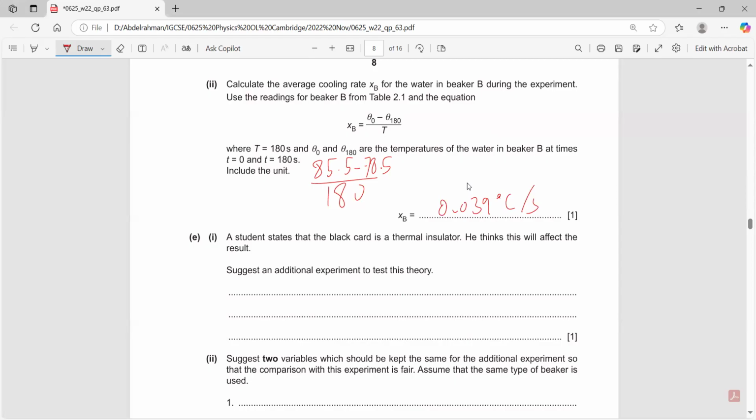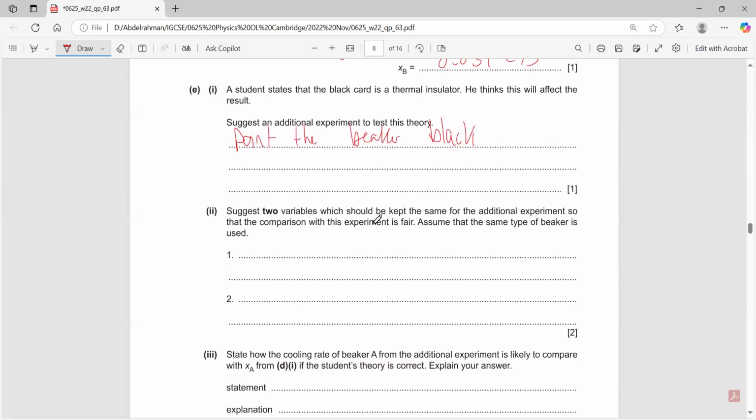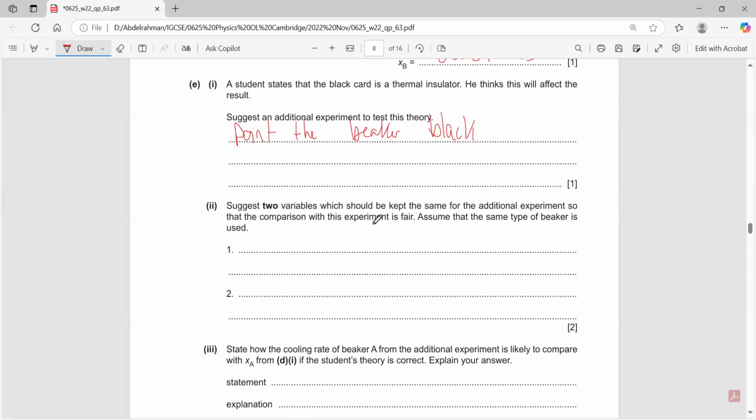To test this theory, how can I do an additional experiment? All you need to do is just paint it black, right? Instead of using a card, you can just paint the beaker black. So just two variables which should be kept the same: same initial temperature, and same volume of water.